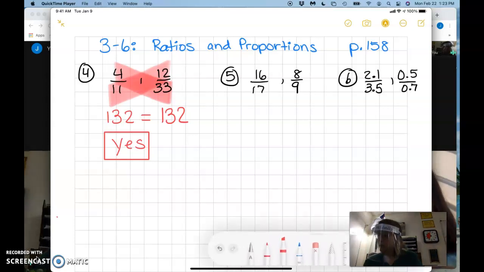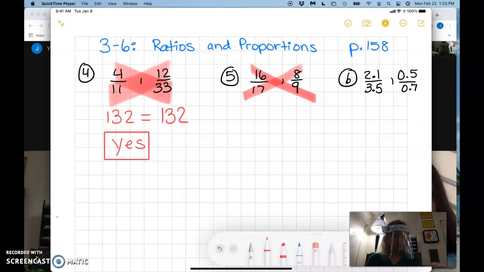So let's look at the next one. Again, we're going to cross multiply. So what is 16 times 9?